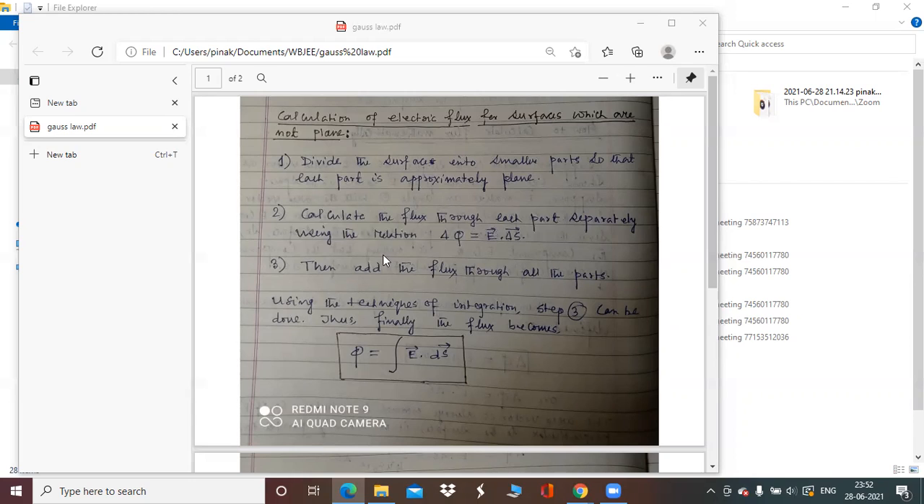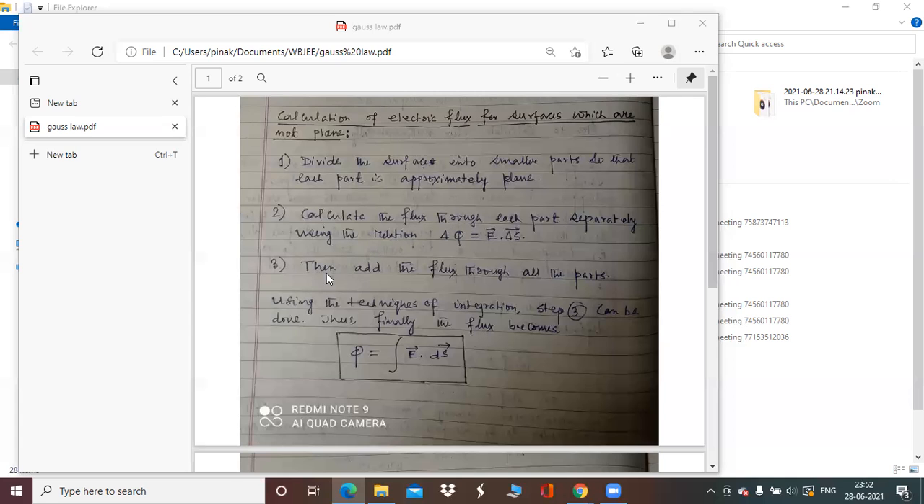Second prescription is that calculate the flux through each part separately using the relation delta phi is equal to E bar dot delta S bar. So this is the relation by this time we know, using which we can find the flux through a surface delta S. So using this particular relation, we can find out the flux through each of these smaller surfaces into which we have divided our original large curved surface, right?